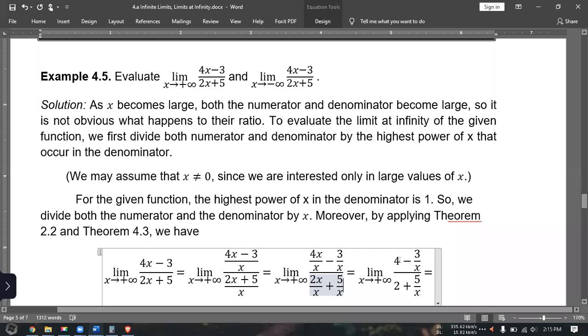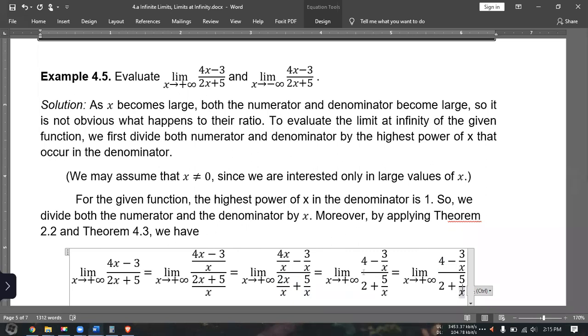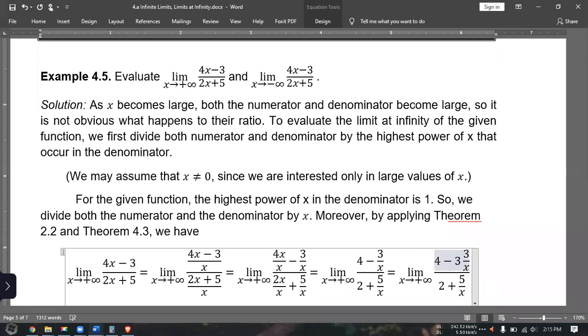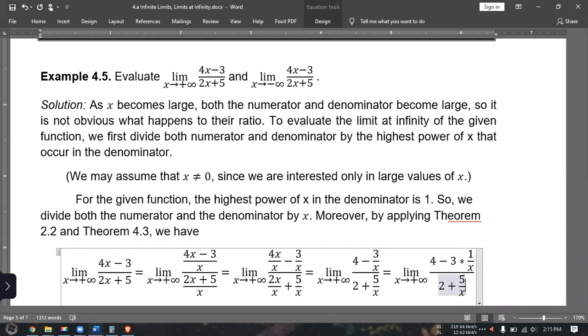And then this 3 over x here, we can actually simplify or separate the numerator. We can rewrite this as 3 times 1 over x, and we have 5 times 1 over x. Are we clear with our operations? In such a way, we can apply theorem 4.3. Why do we need to separate the constant factor of 3 over x and 5 over x? So that we can apply theorem 4.3.